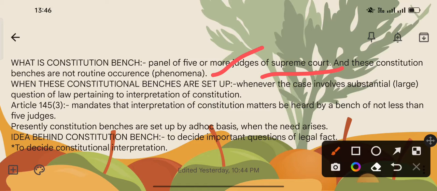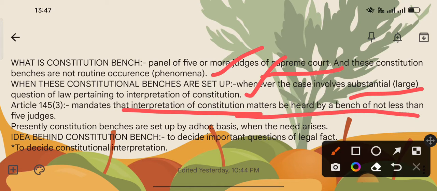These constitution benches are set up whenever the case involves a substantial, that is large, question of law pertaining to interpretation of the constitution. Article 145 clause 3 mandates that interpretation of the constitution matters be heard by a bench of not less than 5 judges. Presently, constitution benches are set up on an ad hoc basis when the need arises.